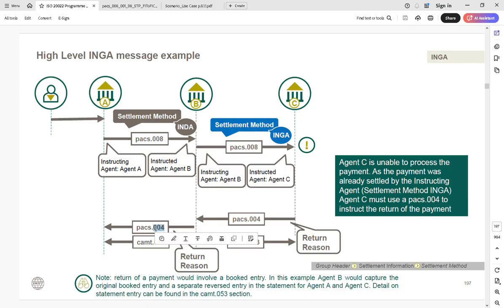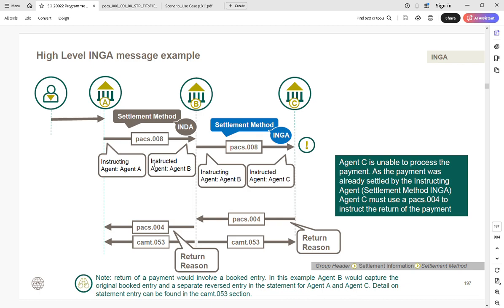Now here, whatever the PACS04 and CAMT53, we can go and explain. So payment has been sent from your instructing agent here. Payment is sent by instructing agent A, which means he is sending the payment. Now who is the receiver of the payment? The receiver of the payment is your instructed agent.